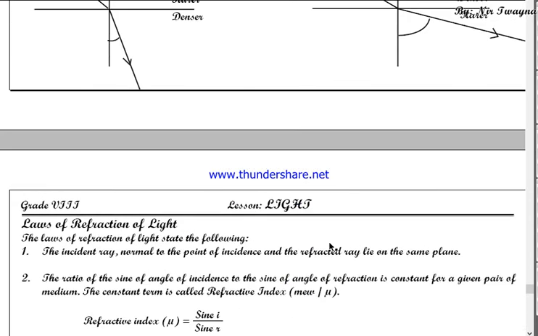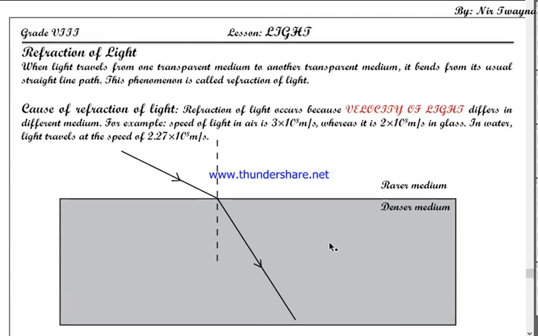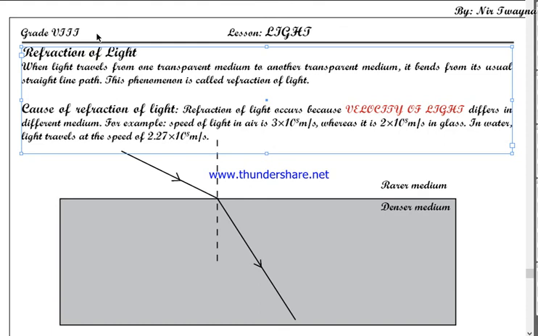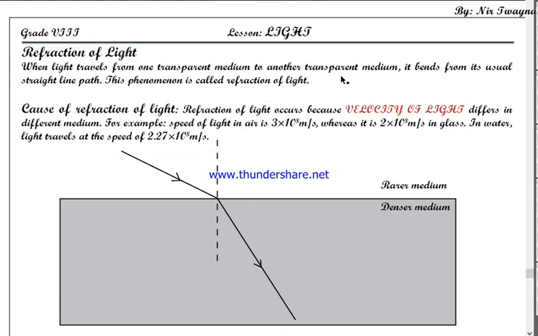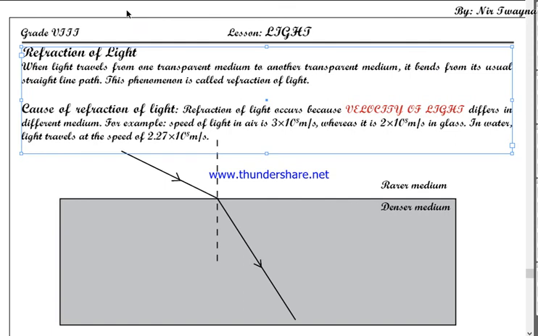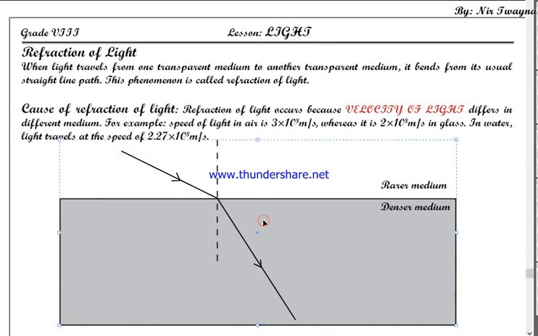Once again, recall what you have studied today. This is a new topic to you. First of all, you studied about refraction. What is refraction? Refraction is the process of bending of light. It occurs when light travels from one transparent medium to another transparent medium. The cause of refraction is the change of velocity of light when it travels from one medium to another.